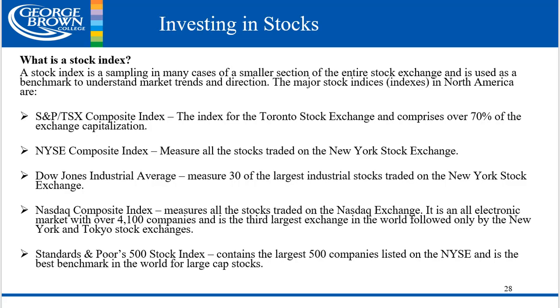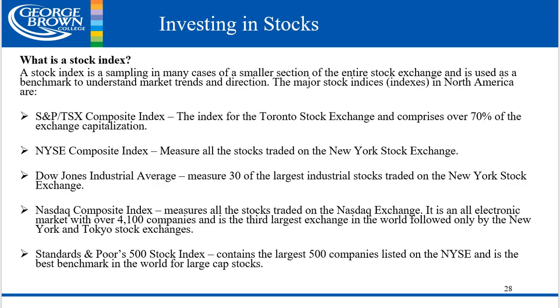Some other examples of very big and famous stock market indexes are the New York Stock Exchange Composite Index, the Dow Jones Industrial Average, the NASDAQ Composite Index, which lists mostly technology stocks, and finally the Standard & Poor's 500.